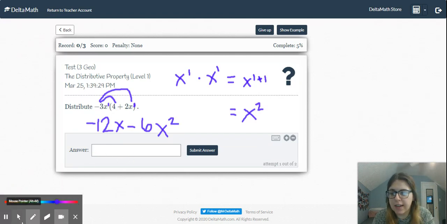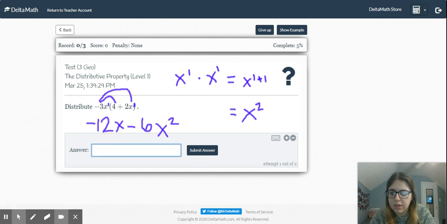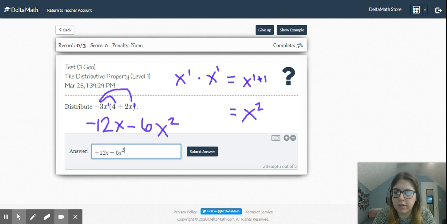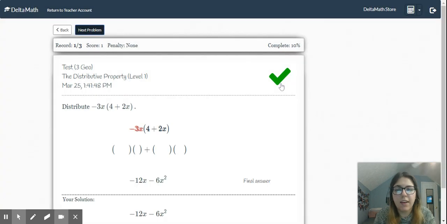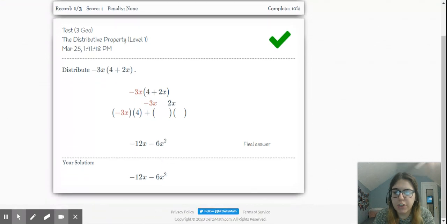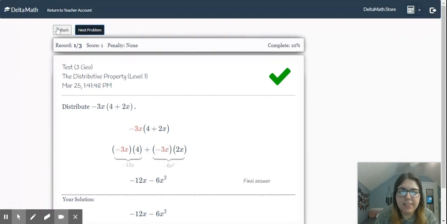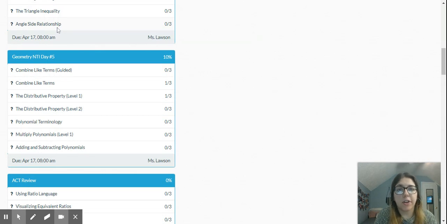Right? So if I go and type that in, I'm going to have negative 12x minus 6x squared. So my answer. And there we go. Okay, and this will work it out for you. But what's different there is whenever we are combining like terms, we're just adding and subtracting. So our exponents don't change. But when we multiply or distribute, our exponents change. Okay, that's something to keep in mind.